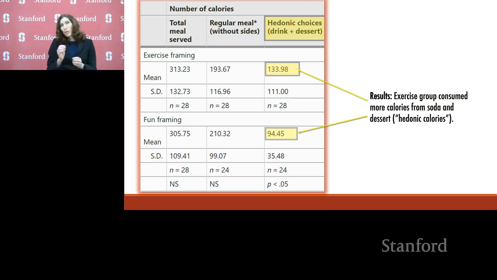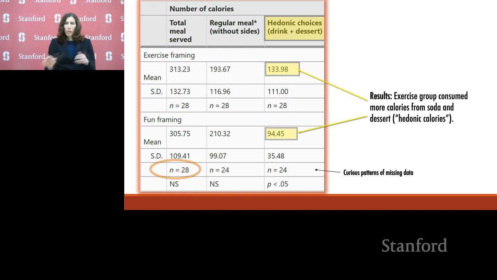Even more than that, if you start digging into the table, you start to notice some numerical anomalies. First of all, there are some curious patterns of missing data. If you look at the exercise framing group, in all of the columns, n equals 28, meaning that there was no missing data. All of the participants were included in the averages for those variables.